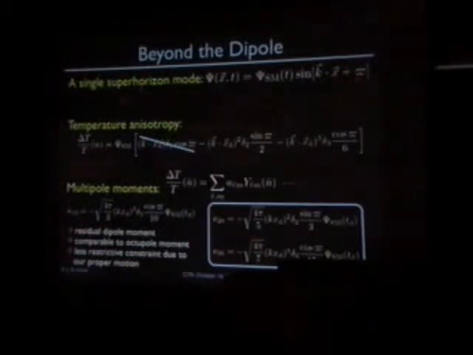And the quadrupole is generally going to be the more strict constraint because it's proportional to kx squared, whereas the octupole is proportional to kx cubed. And remember, the kx is a small quantity.